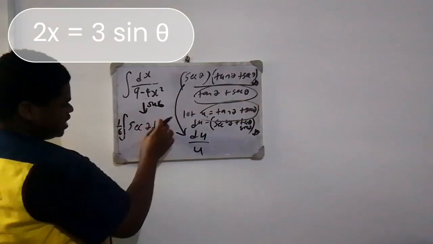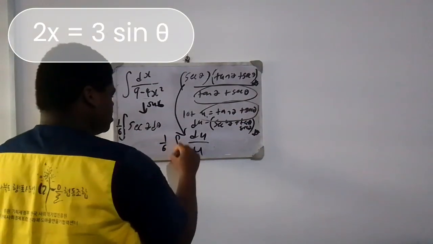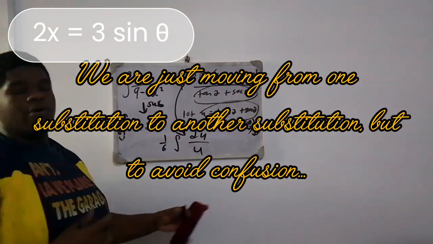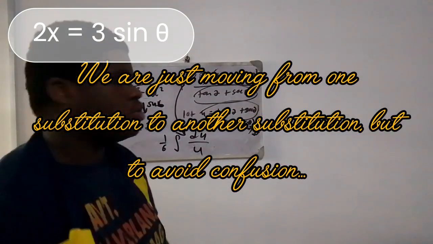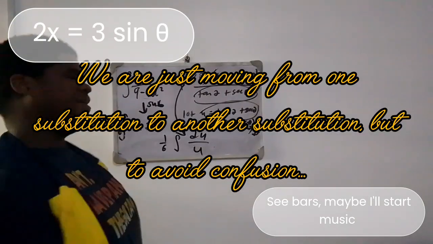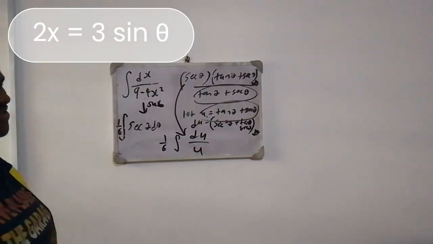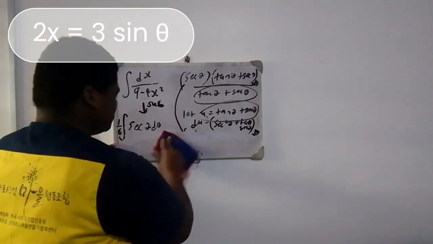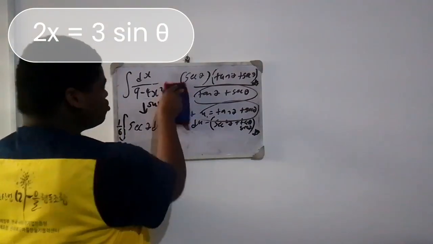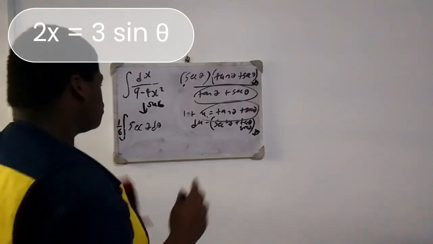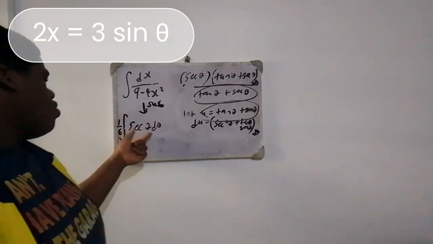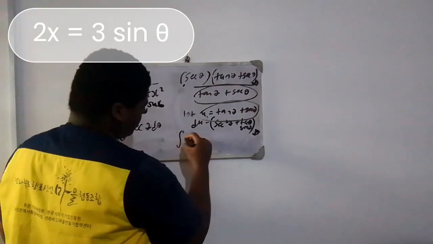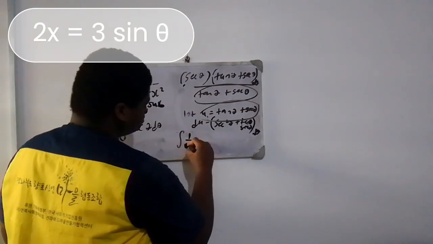So instead of 1 over 6 sec theta d theta, we have 1 over 6 times the integral of du over u. So you can see, just moving from one substitution to another substitution. But to avoid confusing things, I'm just going to clean this here, and I'm going to first of all solve one at a time. So the first thing I'm going to do is to find the integral of sec theta d theta, one at a time. So remember, we had the integral of 1 over u du.